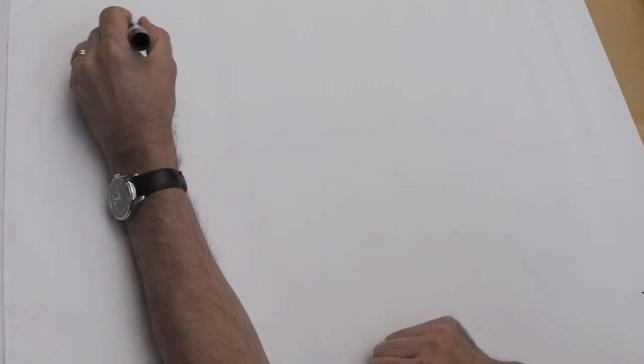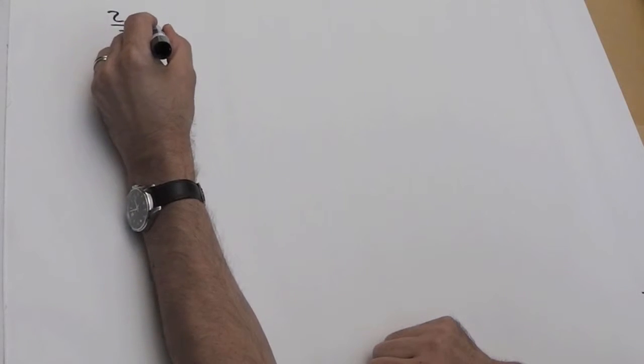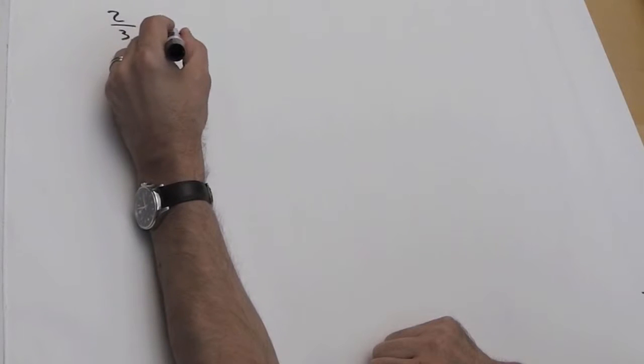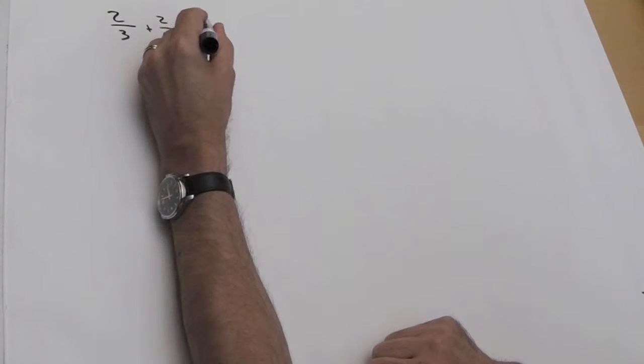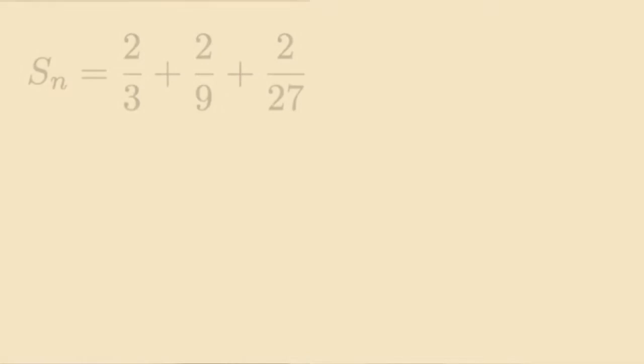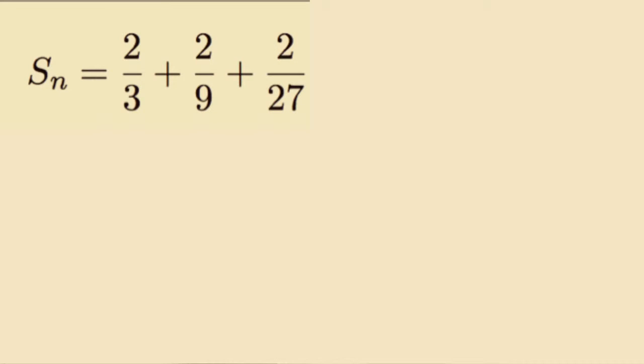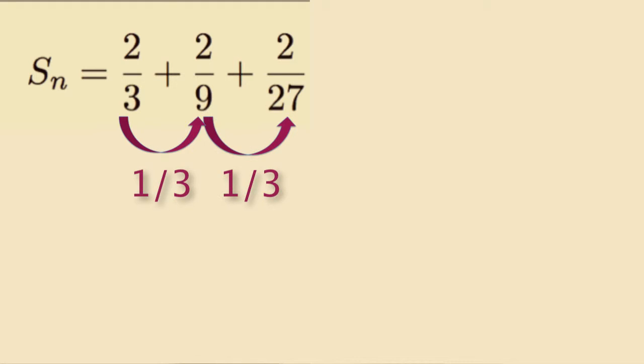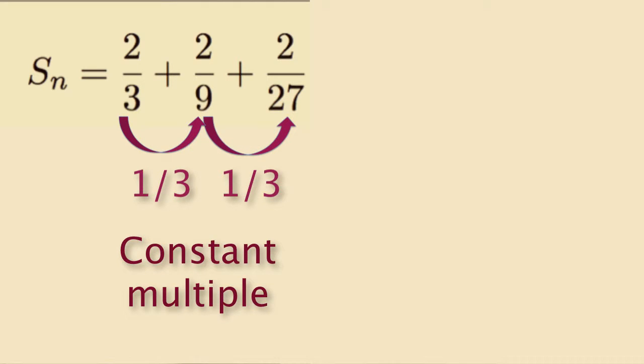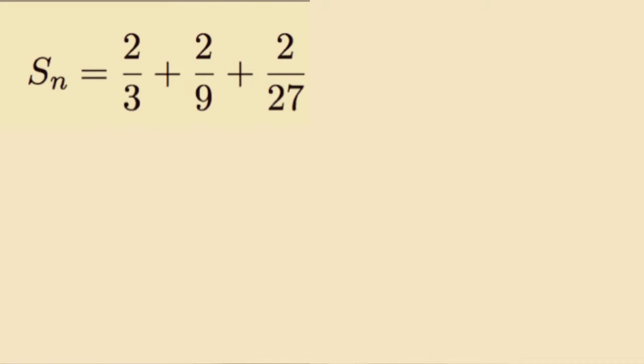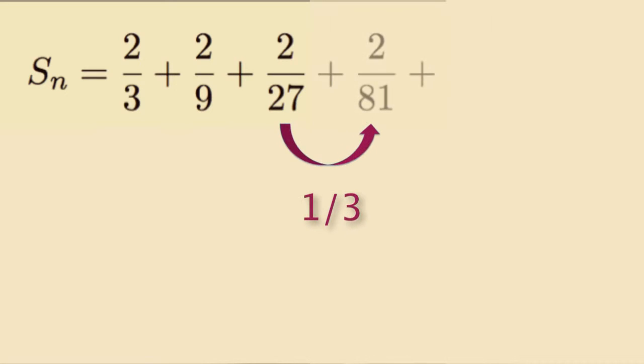So as an example, let's take the series that starts, say, 2/3, and then 2/9, and then 2/27. And so you can see that I'm building a geometric series here because each time we go to the next term in the series, we're multiplying by 1/3. And the next term in the series would be 2/81. Right? We can continue this.